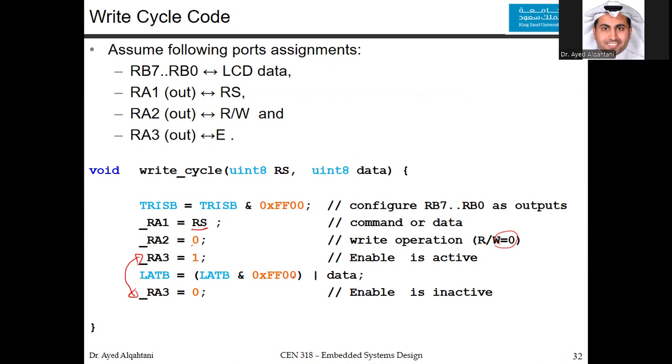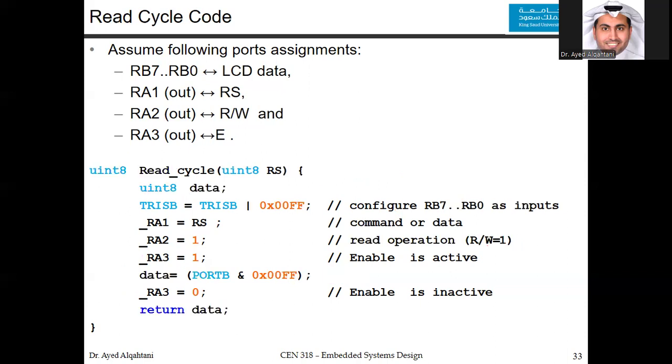Here, you are writing the data this way. You would say LATB is equal to LATB bitwise AND with 0xFF00. So you zero out the first byte to prepare it for the data, completely, and then you bitwise OR it with the data, the data that you get as an argument. And notice that in the write cycle method, you don't return anything, because you are giving the LCD a character. The microcontroller itself should supply the character on the bus all the way to the GPIOs and then feed it to the LCD.